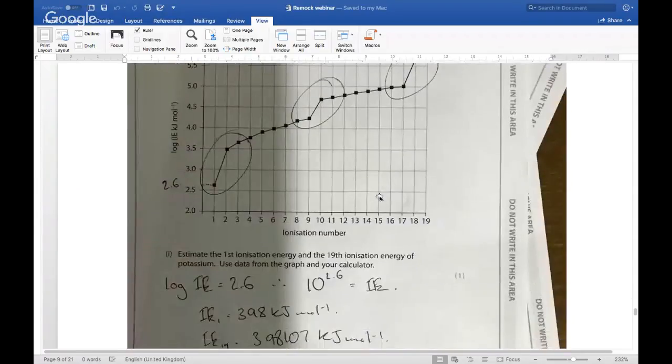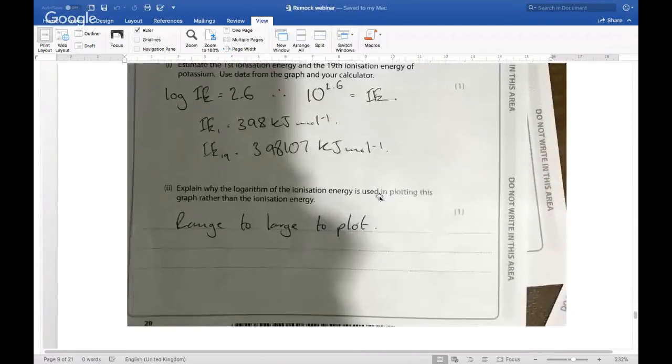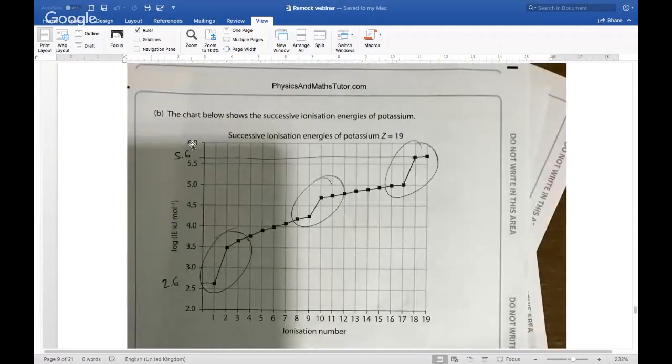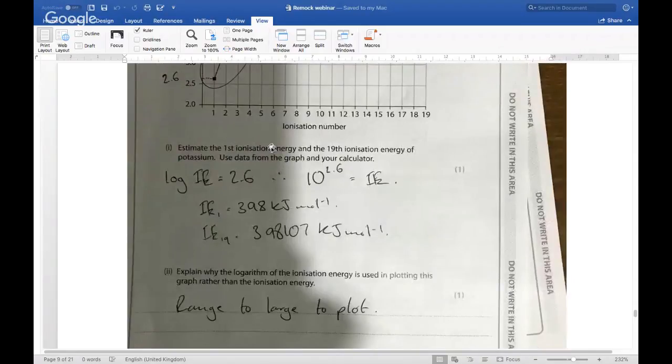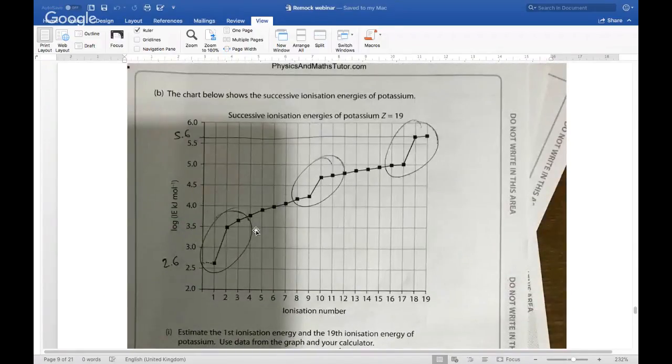I agree. Right, why can't you plot it on a graph? I did tell you this, folks. The range is too large. You'd be trying to plot 300 and 390,000. So you minus the first ionization energy from the 19th. Robin, why would you do that? They're asking you for 2 values. Calculate the first and the 19th. I don't understand why you want to minus them. Estimate the first one and the 19th, 2 values. And I did 2.6 and 5.6. So anti-log 2.6, there's your answer. Anti-log 5.6, there's your answer.